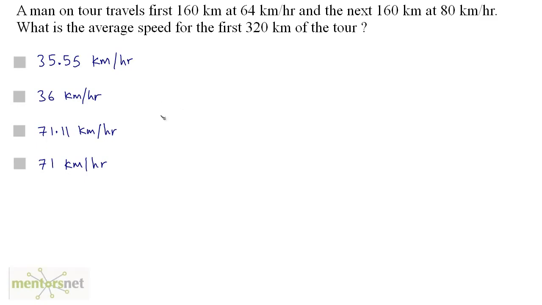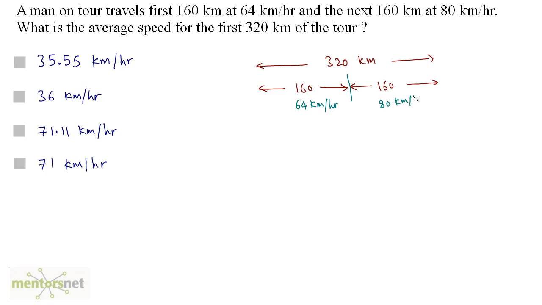A man on tour travels the first 160 kilometers at 64 kilometers per hour and the next 160 kilometers at 80 kilometers per hour. What is the average speed for the first 320 kilometers of the tour? So you have the distance of the total journey as 320 kilometers, and of that, the first 160 kilometers is traveled at 64 kilometers per hour and the next 160 kilometers at 80 kilometers per hour. Now what is asked is the average speed of the first 320 kilometers.